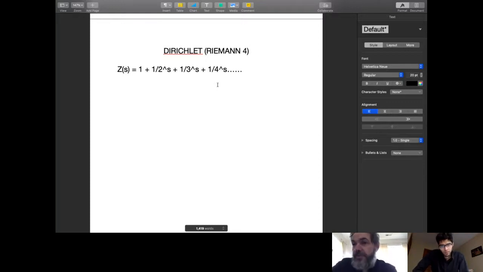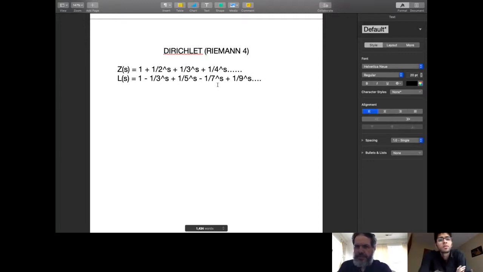Now, an example of a Dirichlet series that was considered by Dirichlet is the following. Let's call it capital L of S. Let's take only odd numbers, but with alternating signs. So 1 minus 1 over 3 to the S plus 1 over 5 to the S minus 1 over 7 to the S and so on.